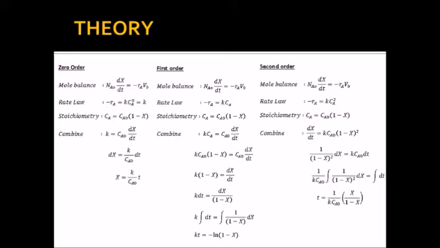Next, we can substitute the rate law into the newly formed equation. For the first order, the rate law is equal to k CA. Now, the equation is k CA is equal to CA0 times dXA over dt. After rearranging and integrating, we will get the equation kt is equal to negative ln (1 minus X). The same method is applied to zero order and second order.